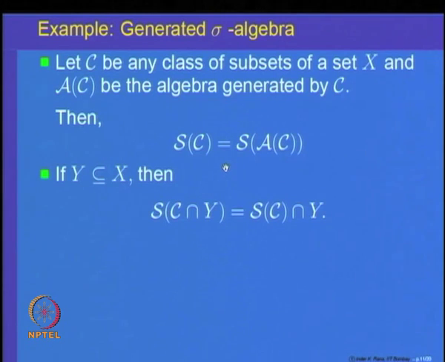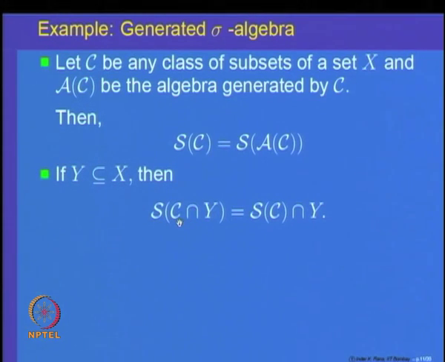Let us observe another thing, another way of generating more examples of sigma algebras. If we take any collection C and take a subset Y of X, then that gives us C intersection Y, which is the collection of subsets of Y which are inside C, right. And then we want to show that the sigma algebra generated by this.